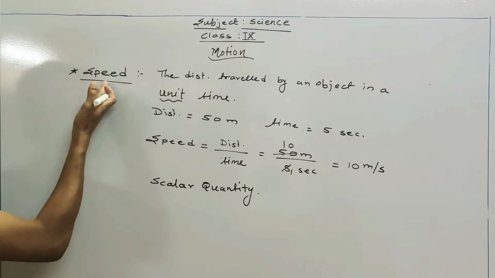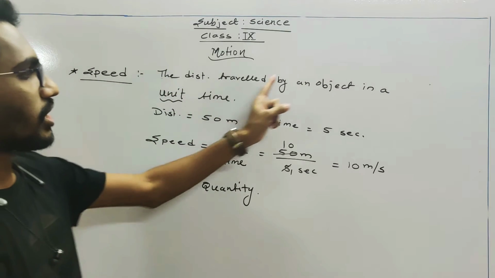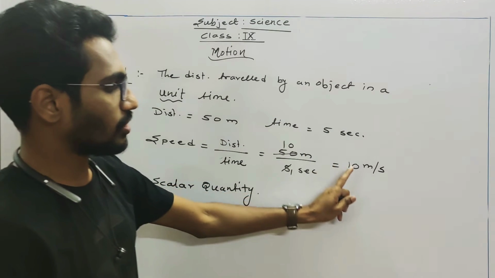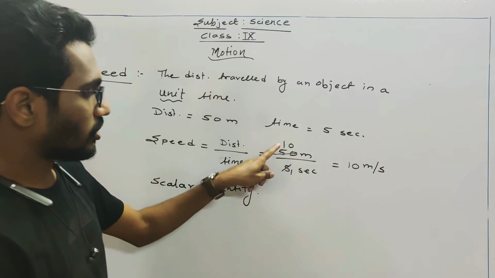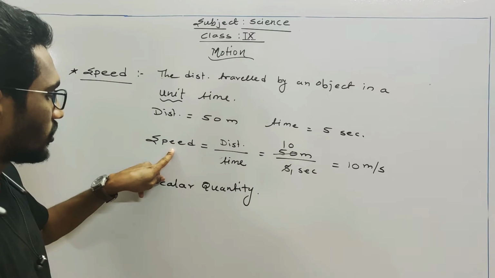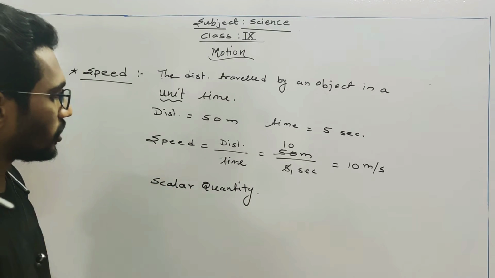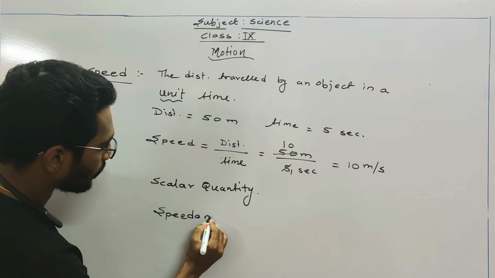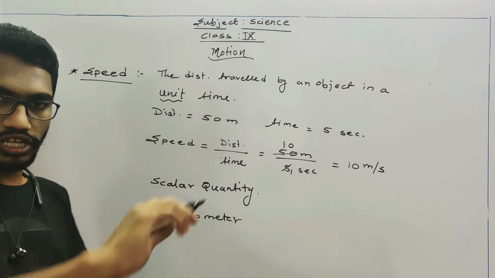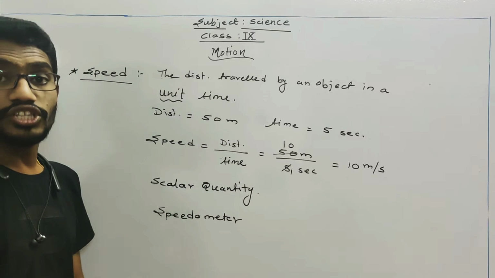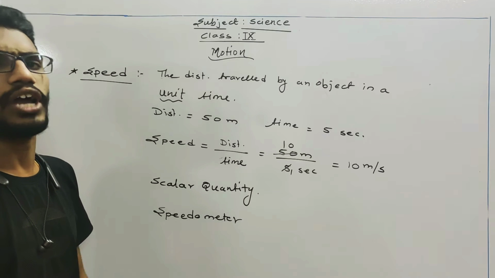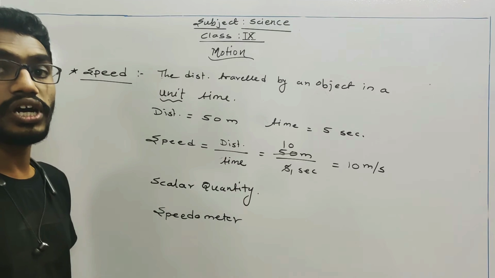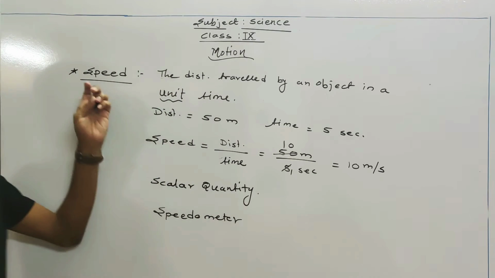So this is all about your next quantity, speed: the distance traveled by an object in a unit time. Speed is equal to distance by time, having as a unit meter per second. How much distance is traveled in unit time, that is nothing but the speed. It is also a scalar quantity. And to measure the speed in vehicles we have a speedometer that gives you the speed, that is distance traveled in a unit time. Nowadays it is digital, or otherwise you have a needle to show the speed. So this is your new quantity called speed.